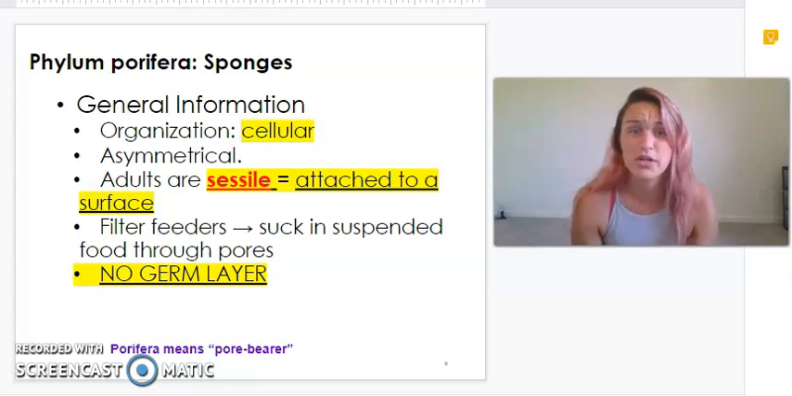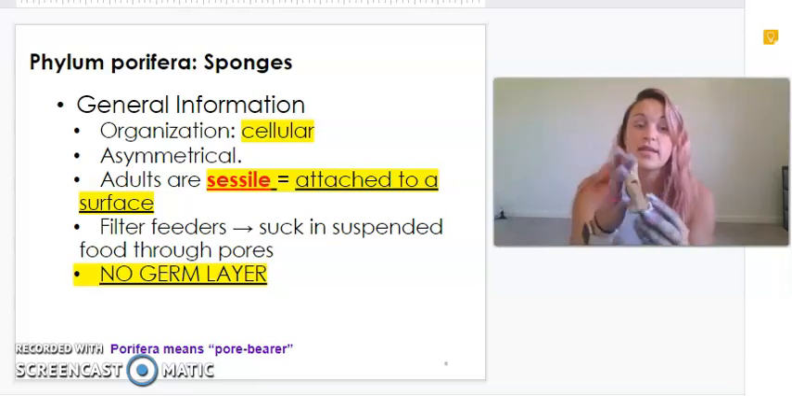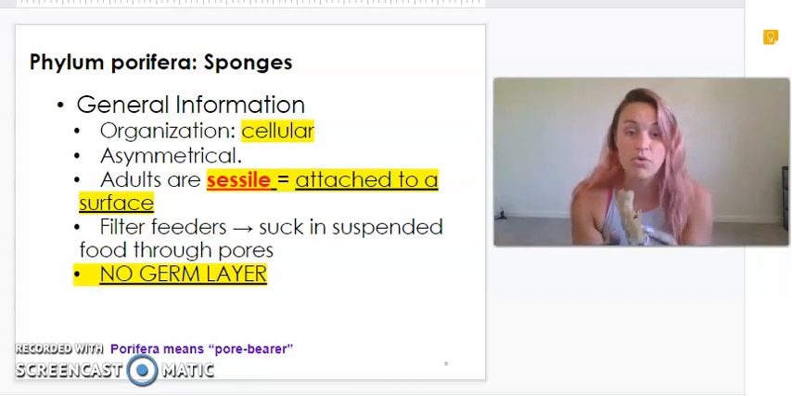Those are two terms that are going to go hand in hand, but they're going to be confusing if you don't get those right in your head. So think a substrate is something that it attaches to. Sessile means it does not move.